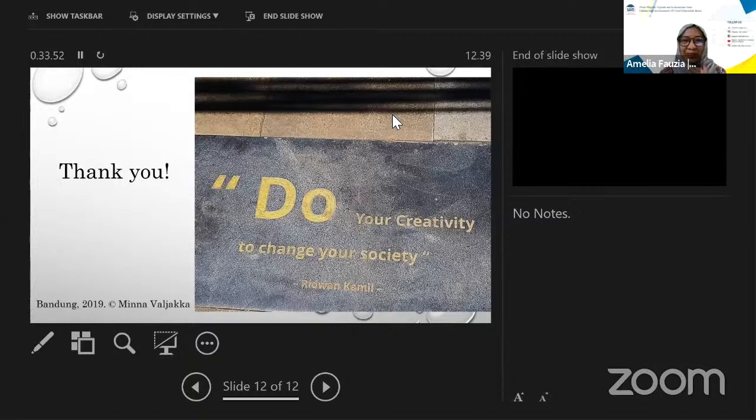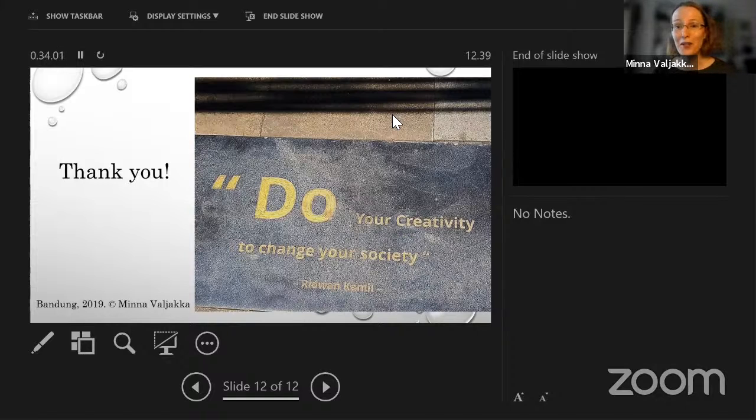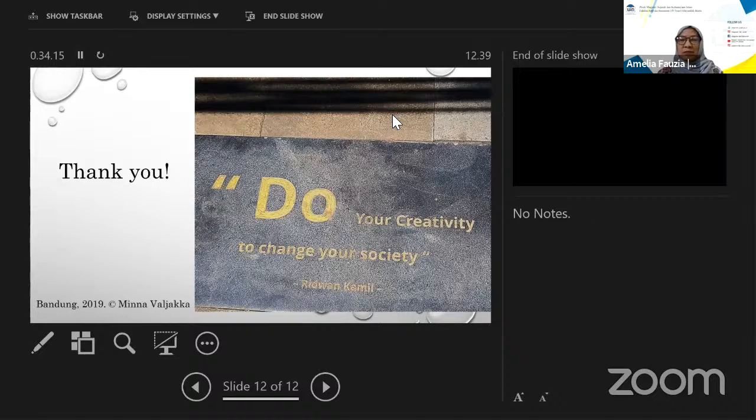Very nice quote, and I think it is somewhere in the city of Bandung. Yes, I came across it when I was in Bandung, so I couldn't resist taking a photo of it. I thought it was so nicely said. I'm sorry that I don't know what it is in Bahasa Indonesia, but I'm sure you know it. Yeah, the meaning is very, in Indonesian language, sangat bersemangat ya, that you can change your society with your creativity. This is really a nice quote for him.